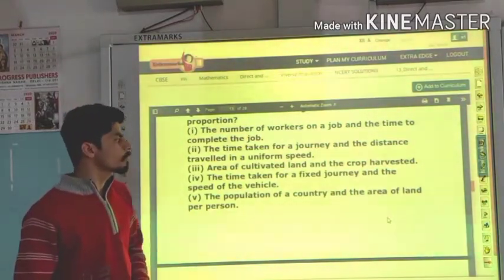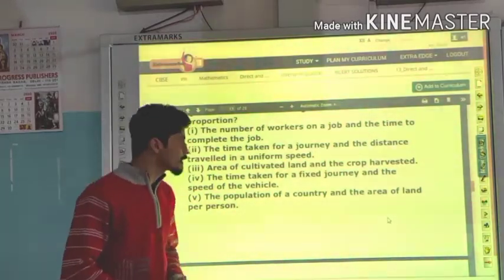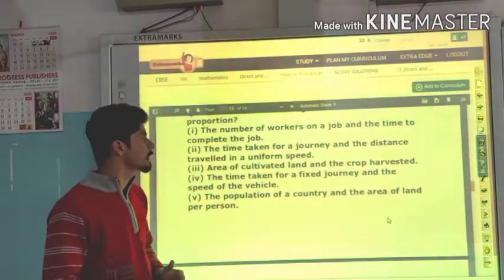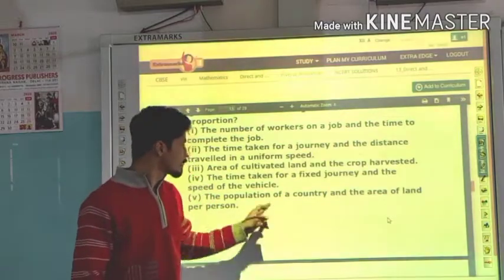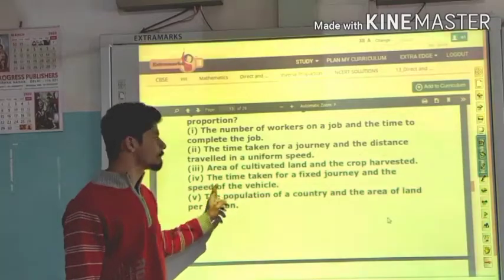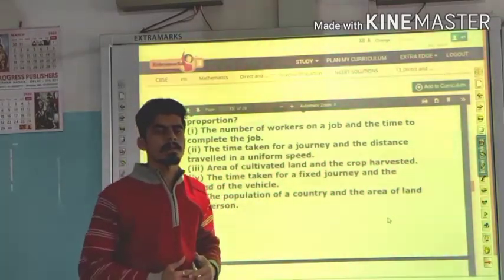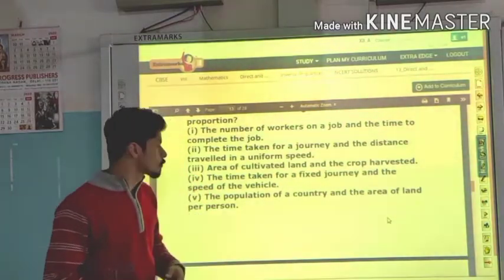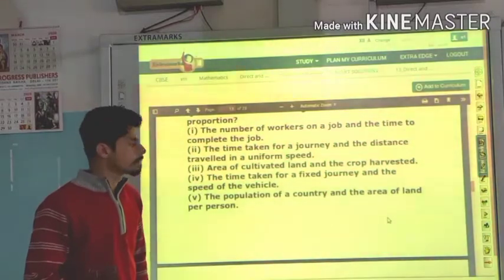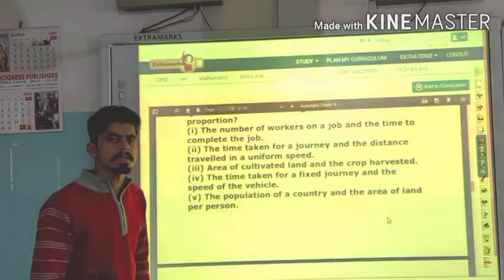The time taken for a fixed journey and the speed of the vehicle. A fixed journey means the distance is fixed. It is in inverse proportion, because the distance is constant but the speed can be changed. If we are increasing our speed, then we can travel the distance in a shorter time. So it is in inverse proportion, because the speed is increasing and the time taken by the vehicle is less.